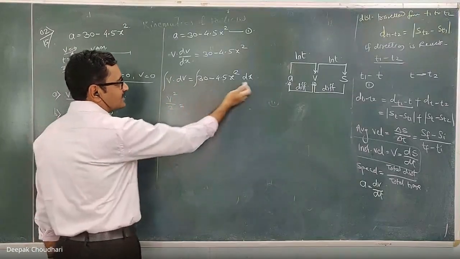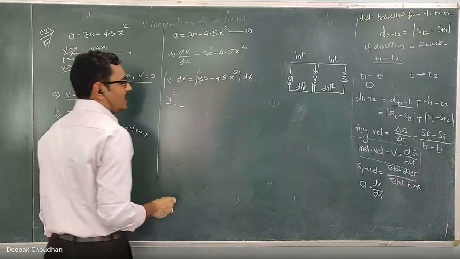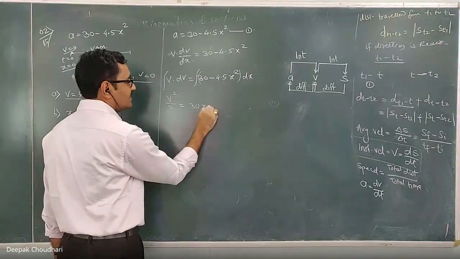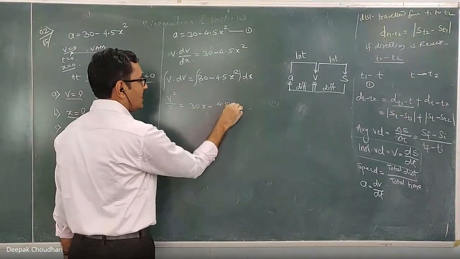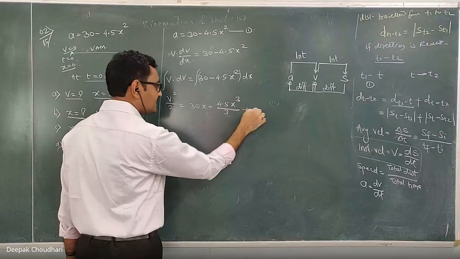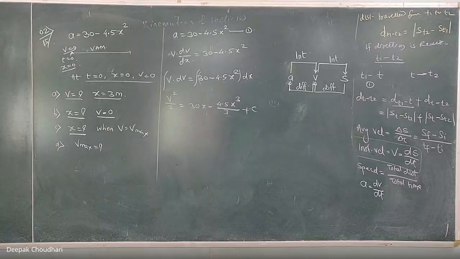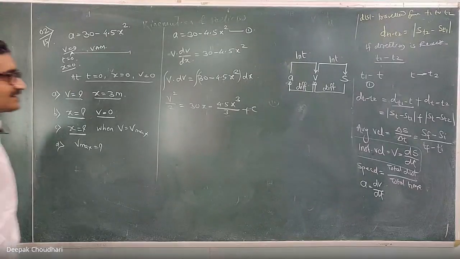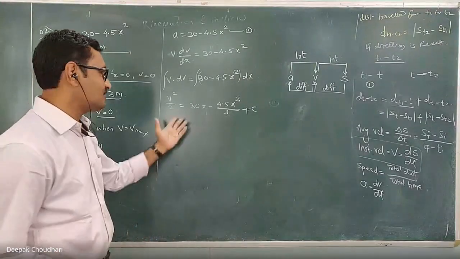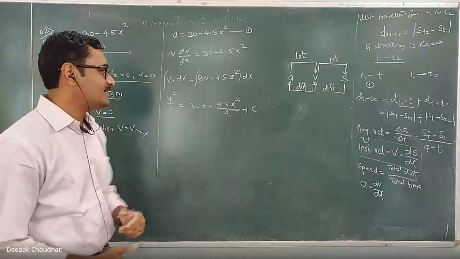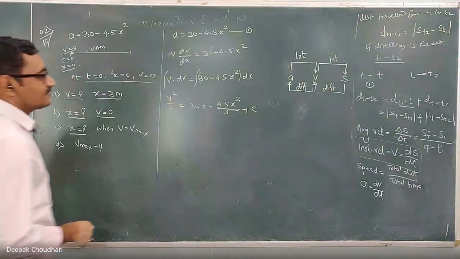which is equal to this term, which we are integrating with respect to x. So it is 30x minus 4.5 x cube upon 3 plus some constant of integration c. Let me know if somewhere I made a mistake in integration or derivative. You are in touch with that integration and derivative. I am not in that much touch with the derivative and integration, so please let me know if I am wrong.